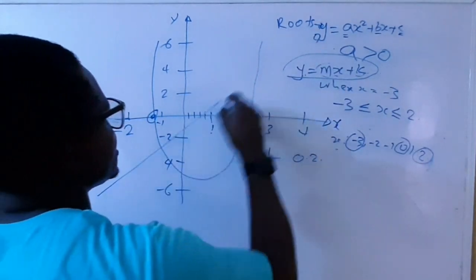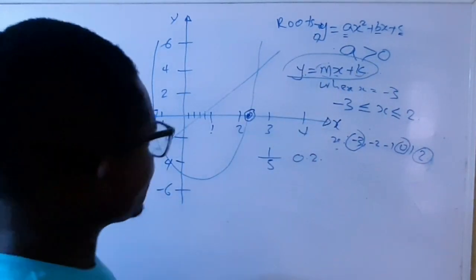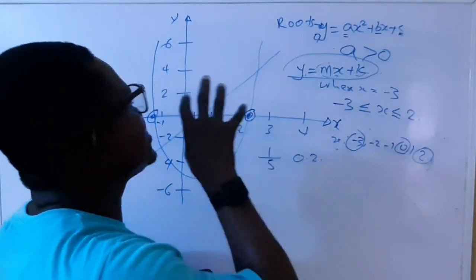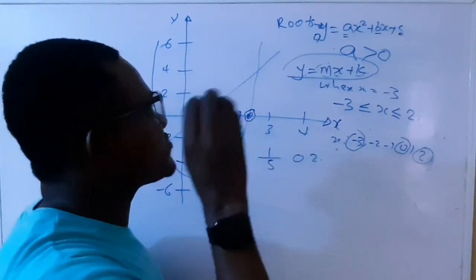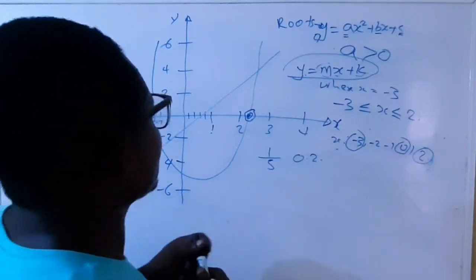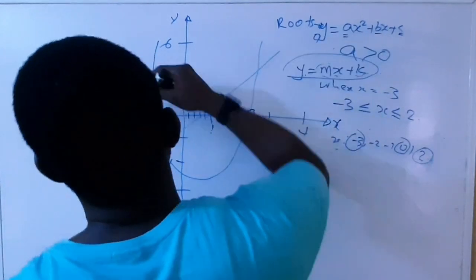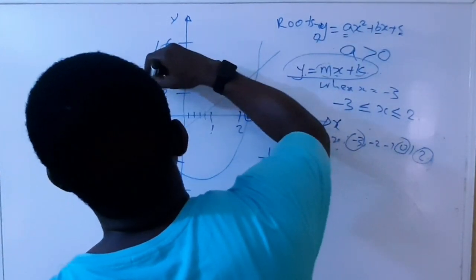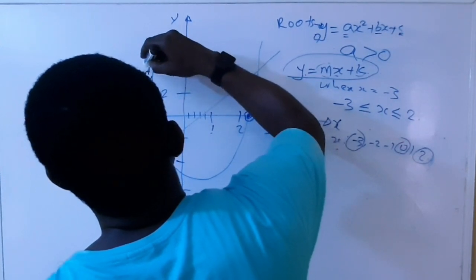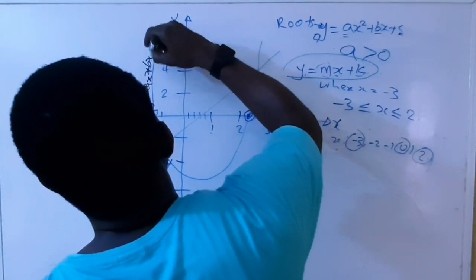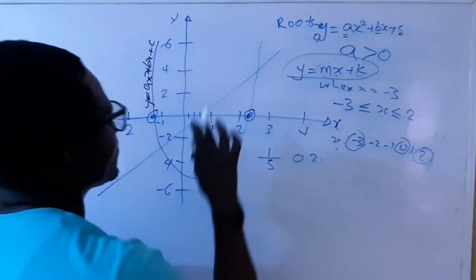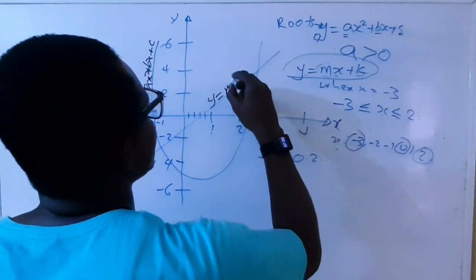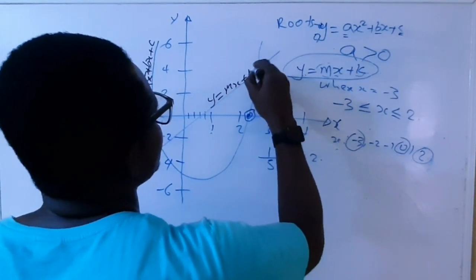And don't forget that whenever you are plotting your graph, you have to label everything, all the functions you are given. Like on this one, this is the function we've drawn. You write on the line y equals to ax squared plus bx plus c. That is the function. For this straight line, we have y equals to mx plus k. Now you have to put it there.